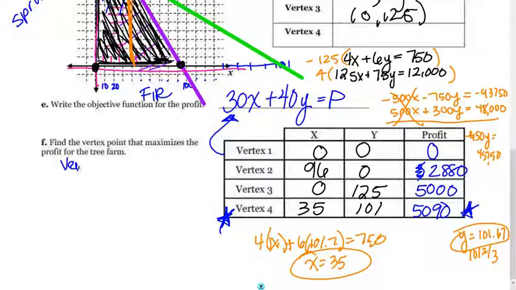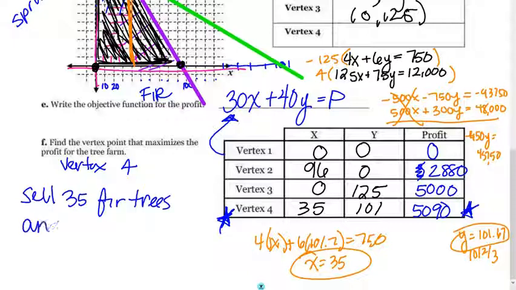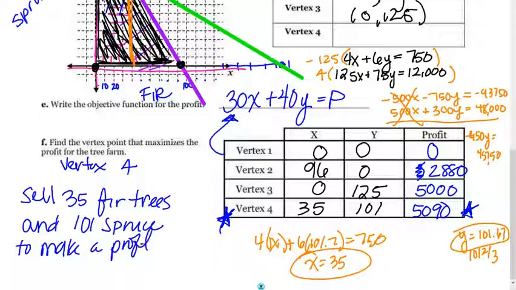So find the vertex point. So it's vertex 4. If the test would ask you to write a sentence about how to maximize profit, you would say, I need to sell 35 fir trees and 101 spruce trees to make a profit of $5,090. Okay, so that would be a complete sentence explaining what you know.